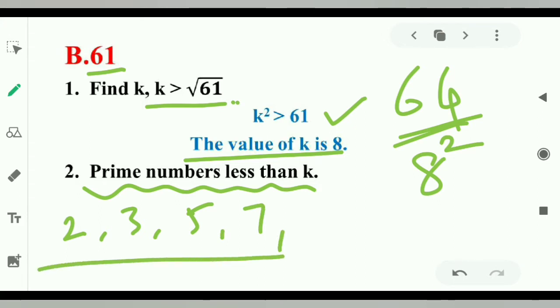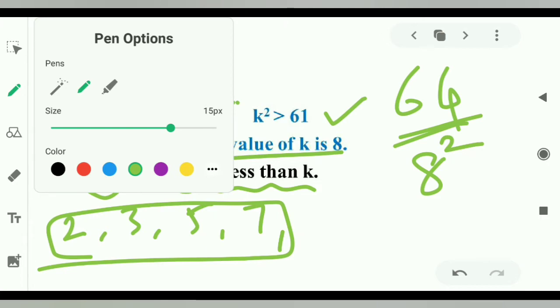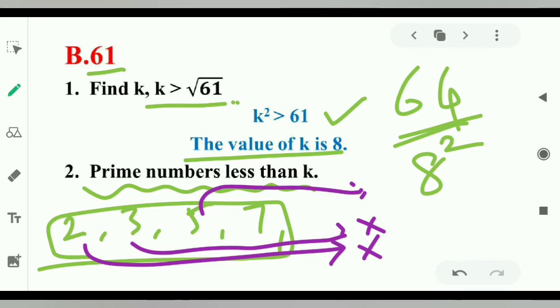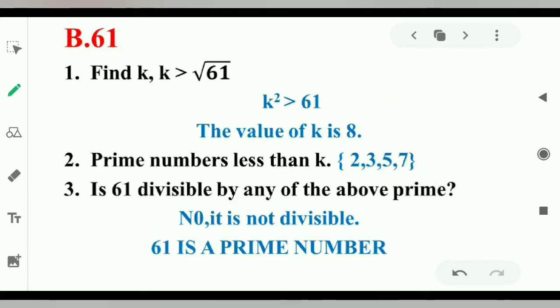That's all, right? Okay. Now let's check whether our given number 61 is divisible by 2. No. Why? Because it is an odd number. Divisible by 3? 6 plus 1 is 7. No. By 5? No. The unit digit is 1. By 7? Whether it is divisible by 7? No, right? Okay. The answer to the third step is no.